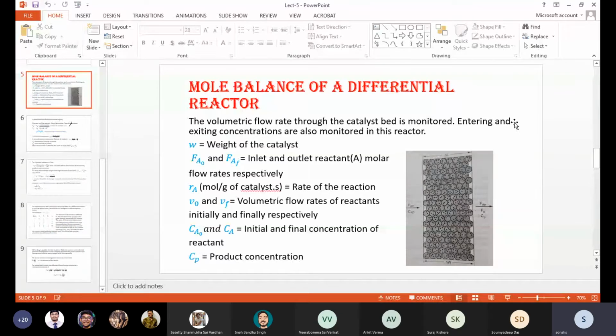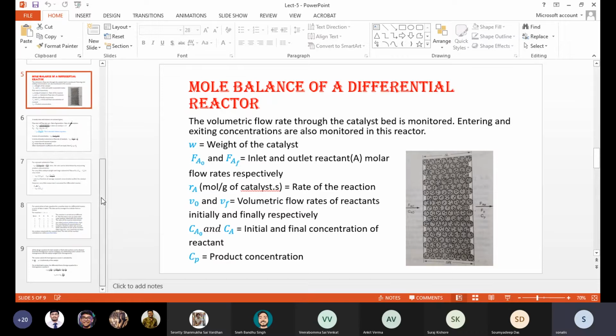So let us start the class. I do not want to waste time. Already 15 minutes are almost over. Mole balance of a differential reactor. Look, a differential reactor is a continuous reactor where catalysts are set in the form of a catalyst bed at the middle of a tube. It is a tubular reactor. At the middle of the tube, the catalyst bed is situated.